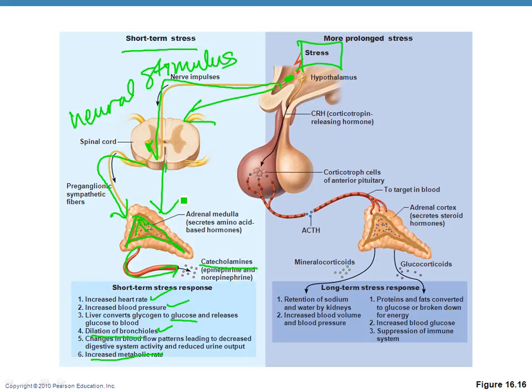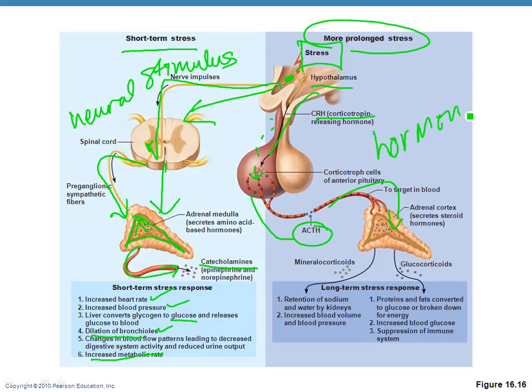Then this example here, on the second side of the page, when we have a more prolonged stress, this is a great example of hormonal, right? So the hypothalamus in this prolonged stress causes the corticotropin releasing hormone to be released. That hormone triggers what? The anterior pituitary to release ACTH, and then that causes the adrenal cortex to release either glucocorticoids or mineralocorticoids. So this is a really good example of a hormonal stimulus. What does that mean?